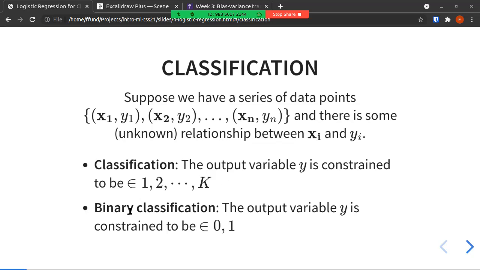The alternative is binary classification, where the output variable is constrained to 0, 1. So imagine I have a photograph classifier that takes photographs and says it is a cat or it's not a cat. If the photograph is of a cat, I'm going to output 1. If the photograph is not a cat, I'm going to output 0. So this is the premise of a classification problem.